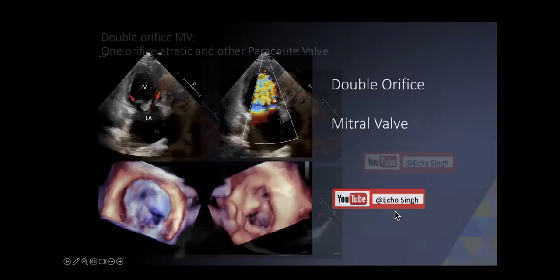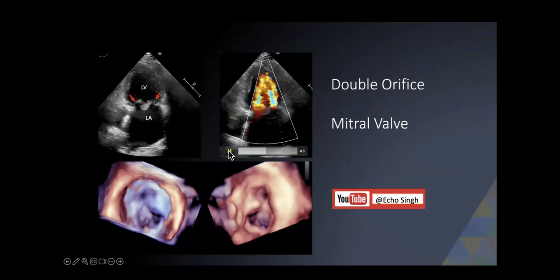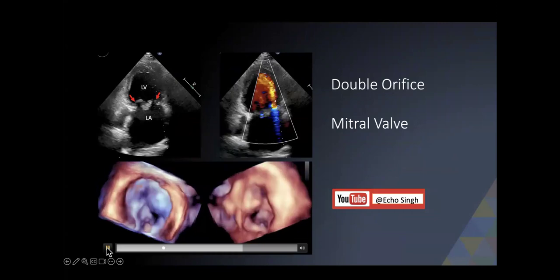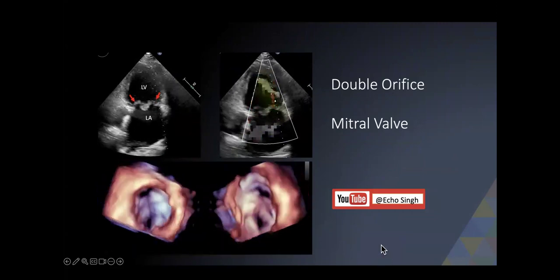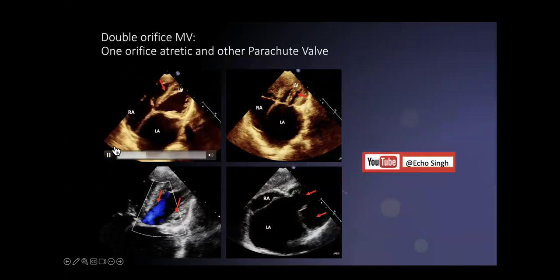I'm going to show you an example which doesn't fit in here, but this is a double orifice mitral valve. I am not going to show you double orifice mitral valve in detail because we are talking about stenotic lesions. There are two openings of the valve from the ventricular and atrial side. You can see what I am going to show you, the double orifice mitral valve with obstruction. Now, in this case, this orifice has not actually opened.